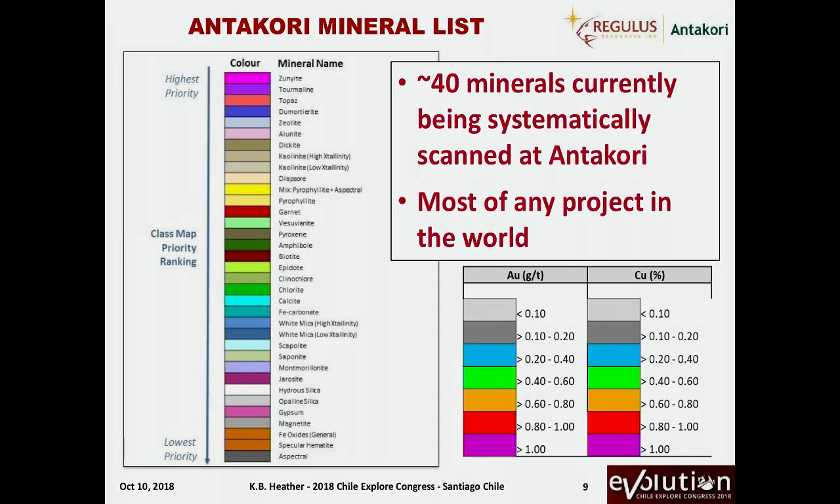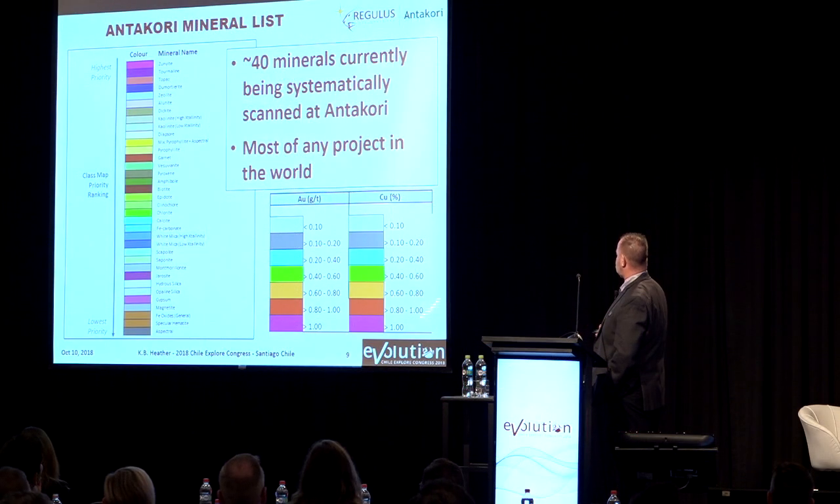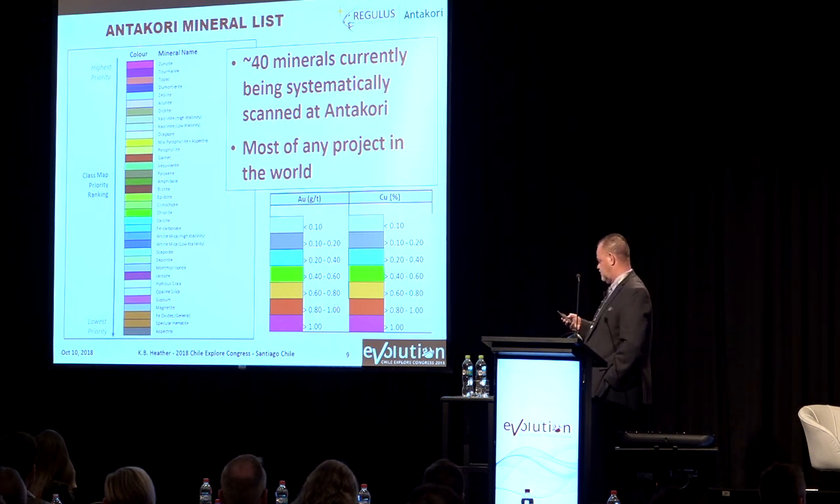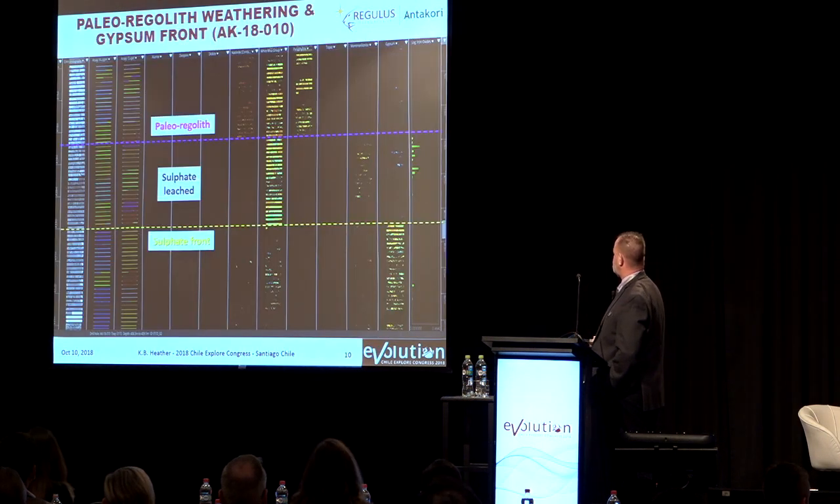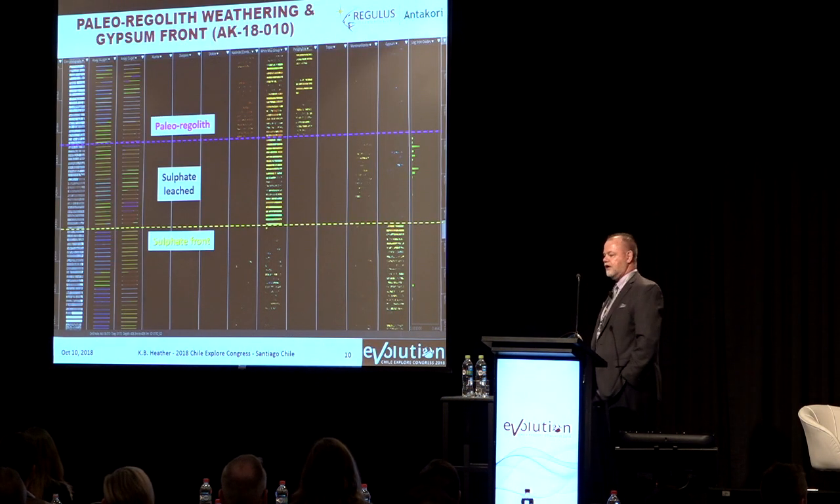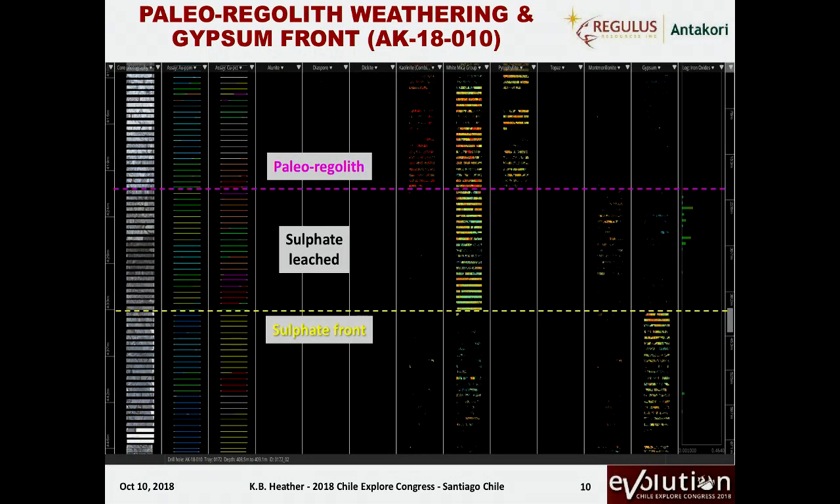And in the subsequent slides, we're going to show you some correlations. The orange is greater than 0.6 copper or 0.6 gold, the reds are 0.8 to 1%, and magenta is greater than 1%, just so that you have an idea what the colors mean, because you won't be able to see legends on the subsequent slides. So just a couple of quick examples of how we're using this technology.